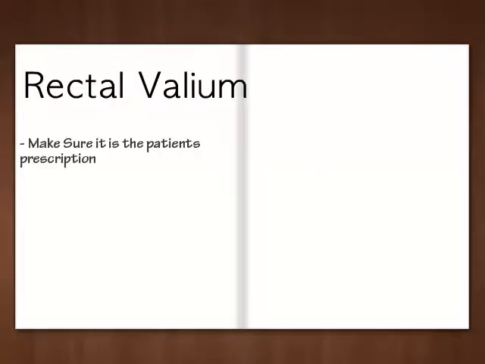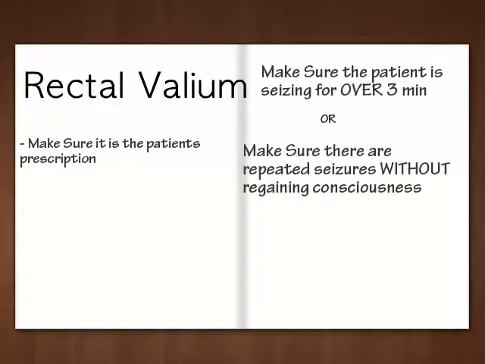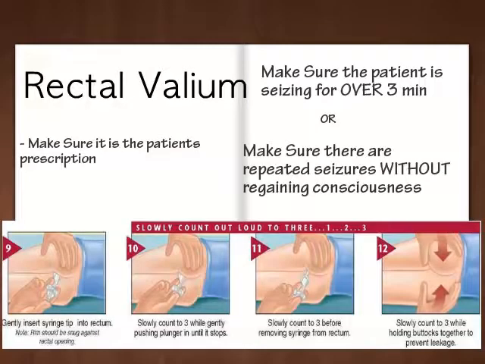When consulting the experts, we learned that an effective yet less favorable method of controlling seizures is rectal Valium. Rectal Valium is given to patients who have seizure disorders. EMS will administer rectal Valium if the patient has been seizing for over 3 minutes or if the patient has been seizing repeatedly without regaining consciousness in between. A diagram is below for administration.